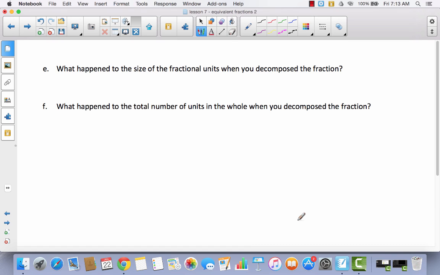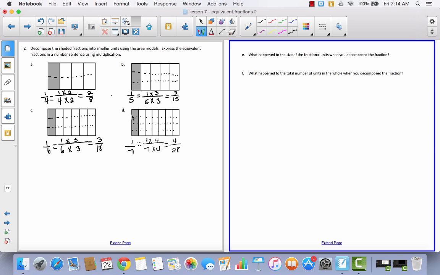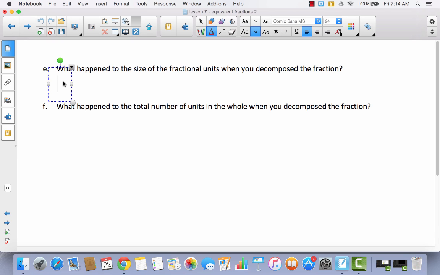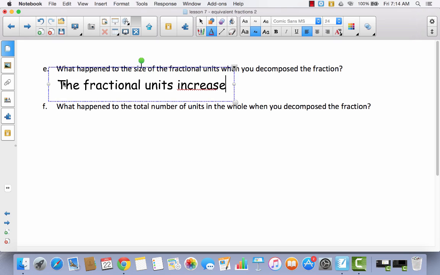Okay, so let's look at E. So what happened to the size of the fractional units when you decompose them? So let's go back here to dual page view so we can take a look. So what happened to the number of units? So I went from 7 to 28. I went from 5 to 15, I went from 4 to 8, and I went from 6 to 18. So what happened to the number of fractional units every single time? What do you think? Every single time they increased, right? So let's go ahead and write a sentence. So the fractional units increased. They got larger every single time.